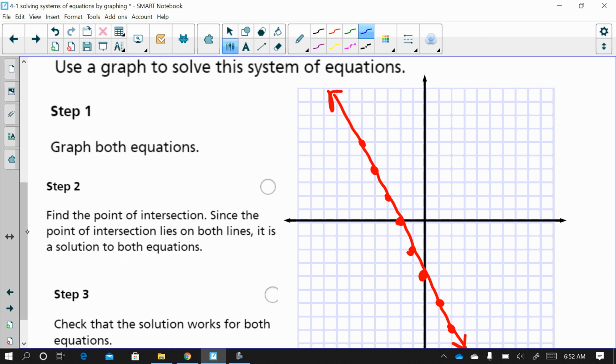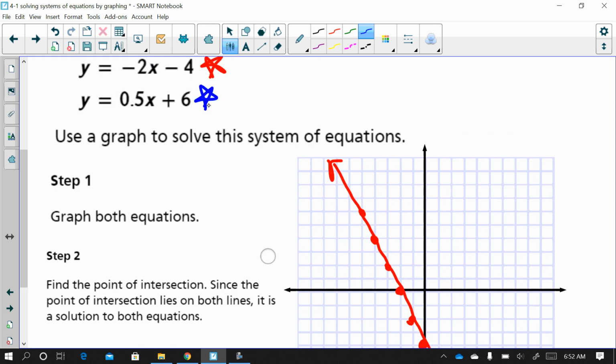Okay, my second equation I'm going to do in blue. y equals 0.5x plus 6. Well, I don't like 0.5. I want to change that to a fraction. So this is the same thing as y equals 1/2 x plus 6. And remember, fractions are much better to graph with when we're doing slope-intercept form. Okay, so my y-intercept is 6. 1, 2, 3, 4, 5, 6. Okay, my slope is 1/2. It tells me to go up 1, right 2.